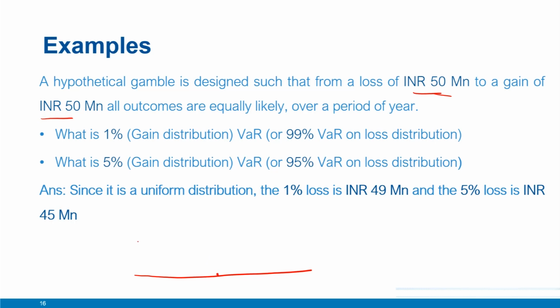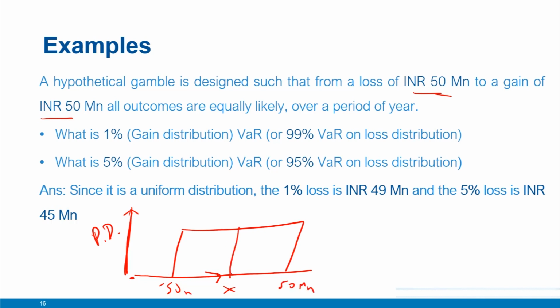That means the outcomes are distributed on a probability distribution graph, where on the y-axis we have probability densities and on the x-axis we have possible outcomes. They start from a value of minus 50 and end at a final value of plus 50 million. You can think of the mid value or mean value as 0. But the point here is that this height is the same for all the outcomes. That means all the outcomes are equally likely.